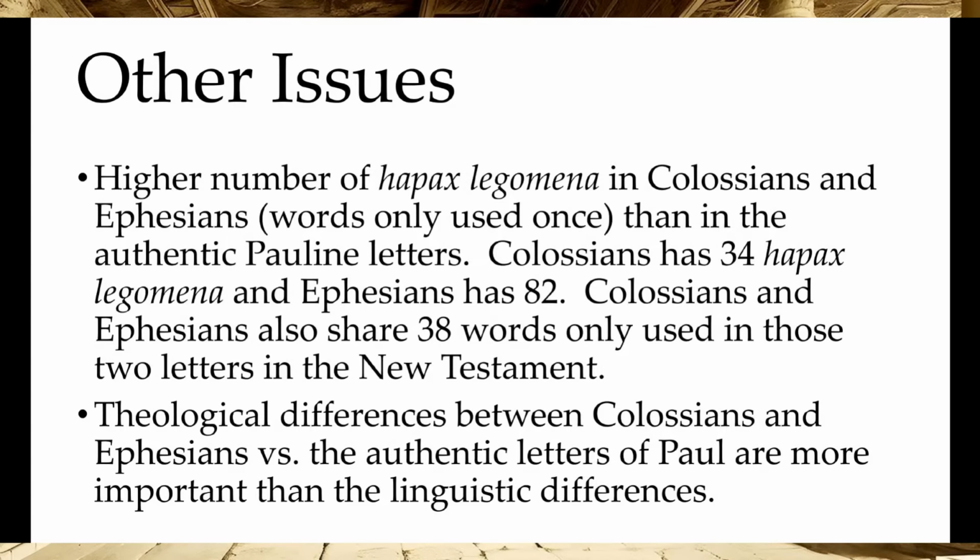There are other issues that have to do with the Pauline authorship. We have a higher number of hapax legomena. A hapax legomenon is a word that's only used once in Greek. And so we have a higher number of hapax legomena in Colossians and Ephesians, which are words only used once, than in the authentic Pauline letters. Colossians has 34 hapax legomena, and Ephesians has 82. And then Colossians and Ephesians also share 38 words only used in these 2 letters in the New Testament.